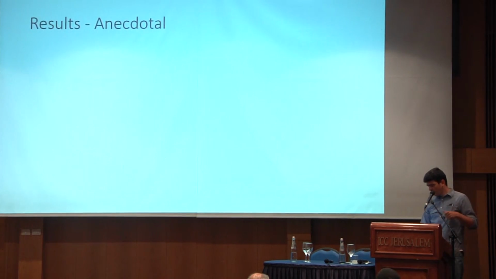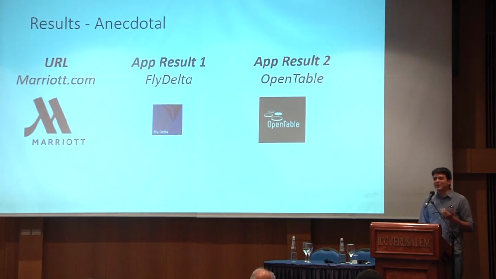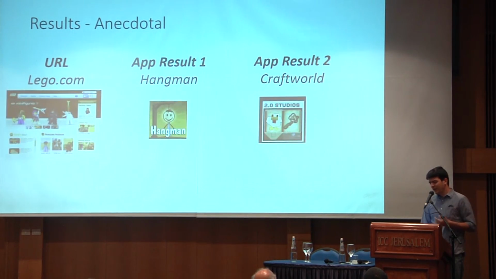Okay, the most interesting part in industrial applications is computing anecdotal examples. So let's see some of those. Here, we see someone who only surfed to Marriott.com, didn't have any previous interaction with the Windows Phone App Store, and these are the top 2 apps that they were recommended. So Marriott.com is, of course, a hotel chain. Fly Delta is an airline app, and OpenTable is a restaurant recommendation app. Here we see someone who surfed to Lego.com. He's recommended Hangman and Craft World, which are both games for the Windows Phone.